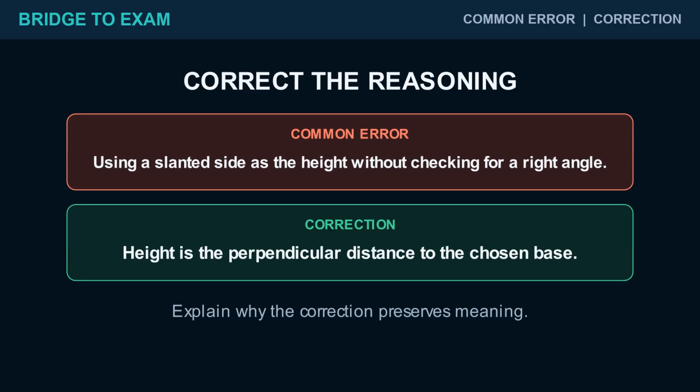Watch for this common error, using a slanted side as the height without checking for a right angle. Correction. Height is the perpendicular distance to the chosen base.